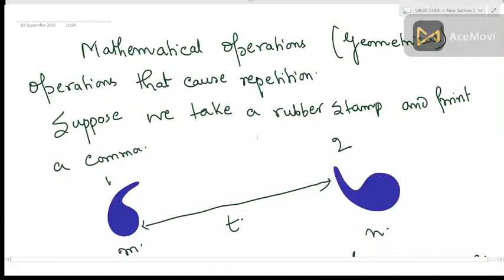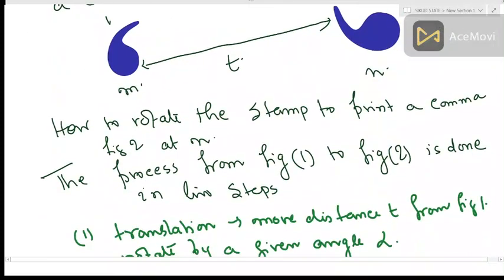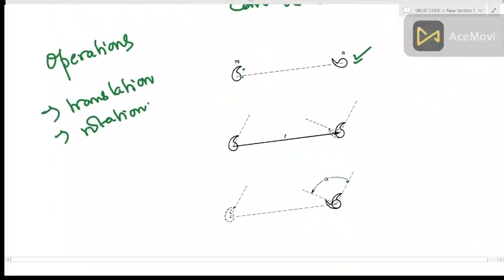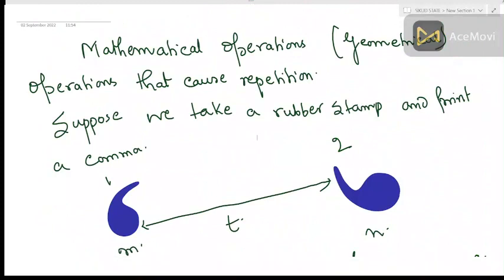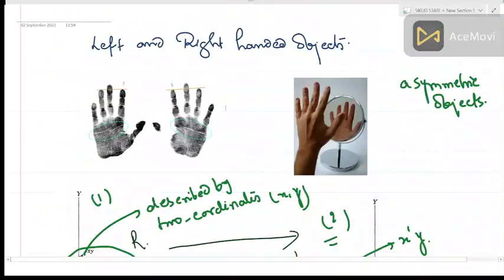Now what are these mathematical operations or geometrical operations that can cause repetition? Now let us try to understand this concept. So before going to this concept, I think I should tell about the left and right-handed objects. Before going to this section, it is necessary.